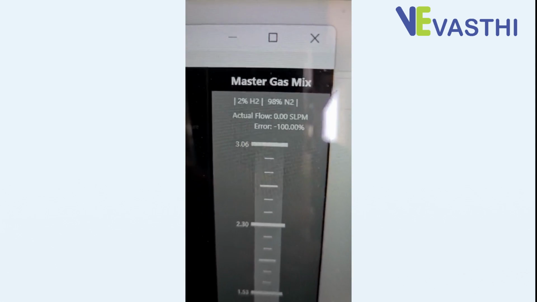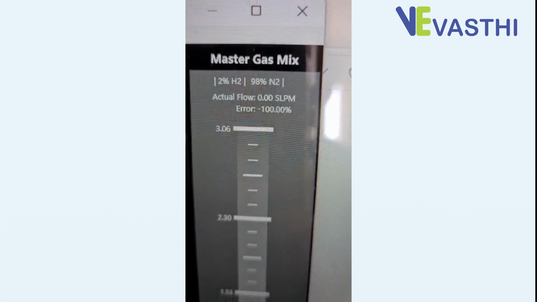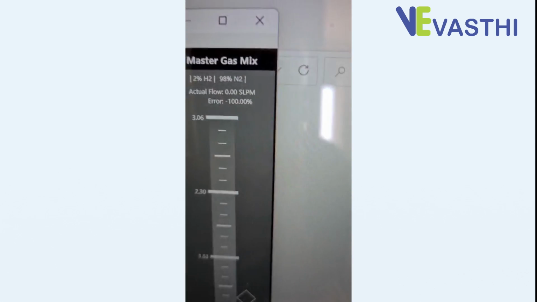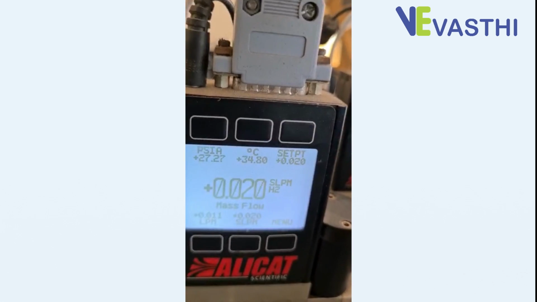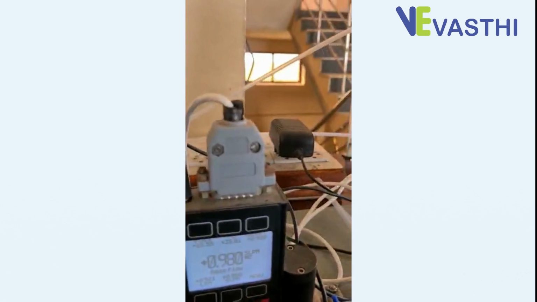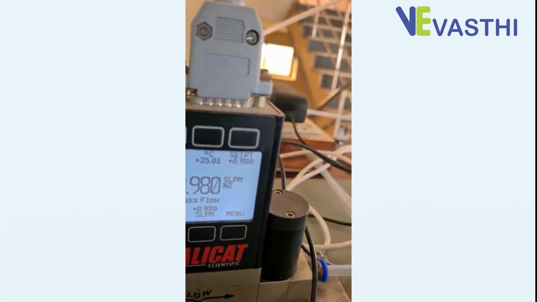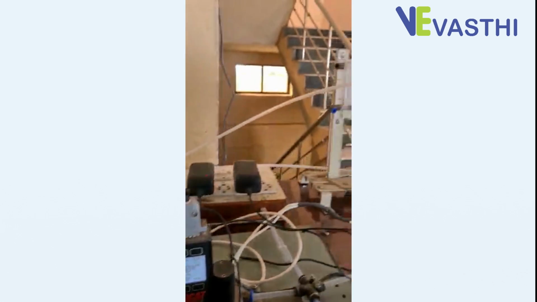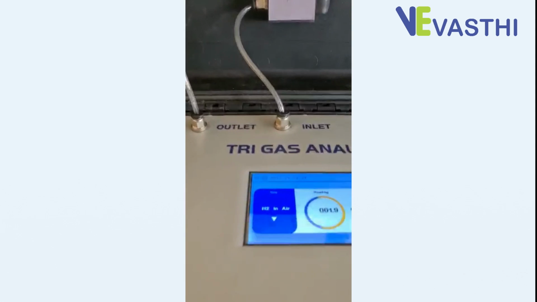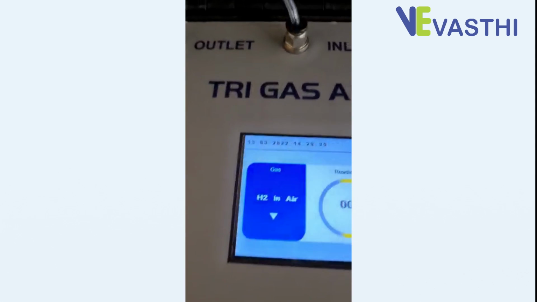Now let us check with 2% of hydrogen and 98% of nitrogen. This is the mixing ratio, 2% hydrogen, 98% N2. The mixing ratio is this much in the MFCs, both together 1 LPM.